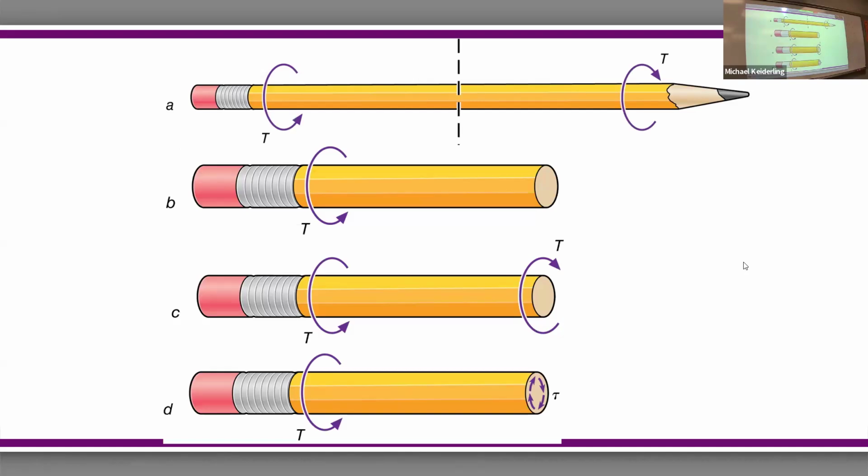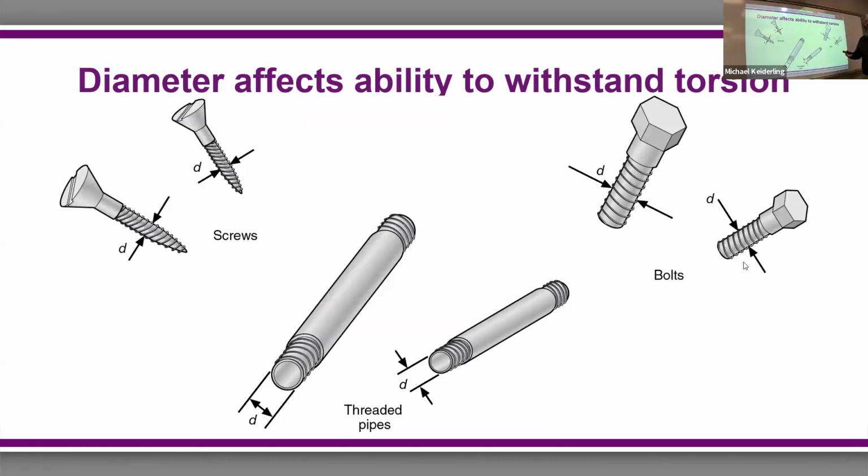So here is torsion. You're twisting in opposite directions at each end of a pencil. So there's an internal torque, and the stress goes around in a circle like that, the shear stress. And it gets bigger as you move out. But the diameter affects your ability to withstand torsion. Larger diameter can help resist torsion because it spreads it out more. It distributes that force, that torque, out.